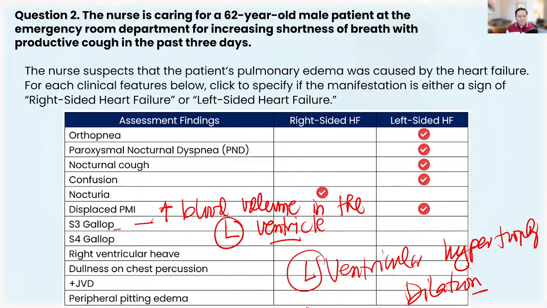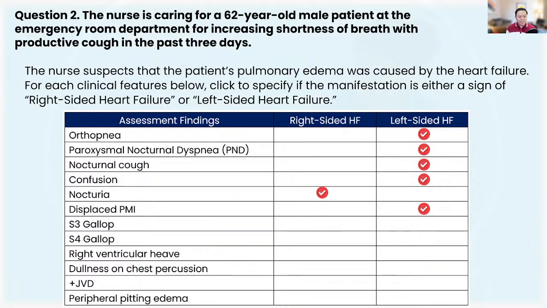Okay, all right, let me erase that. We're going to assign the S3 to the left-sided heart failure. Now, what about the S4? The S4 is another extra abnormal heart sound, and this is caused by the resistance to ventricular filling.